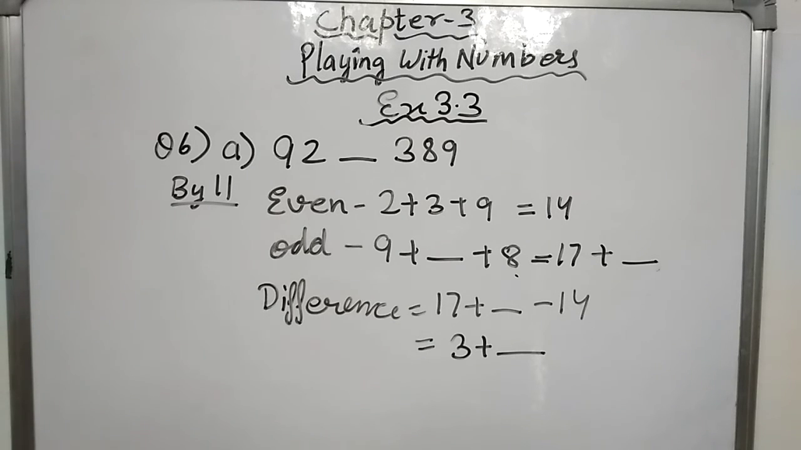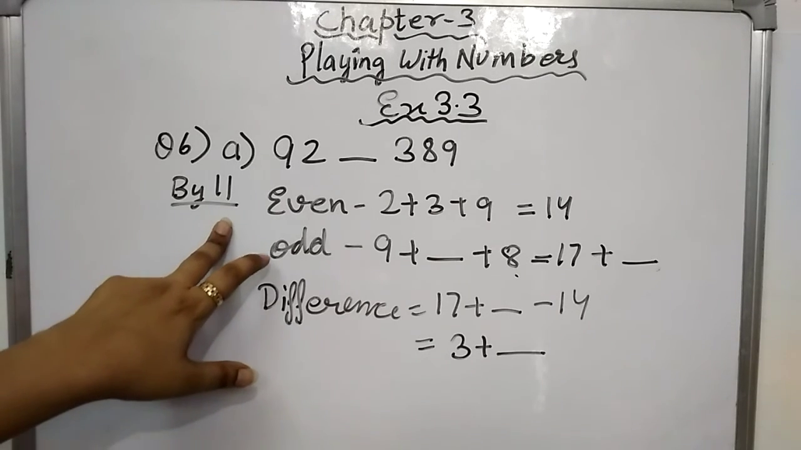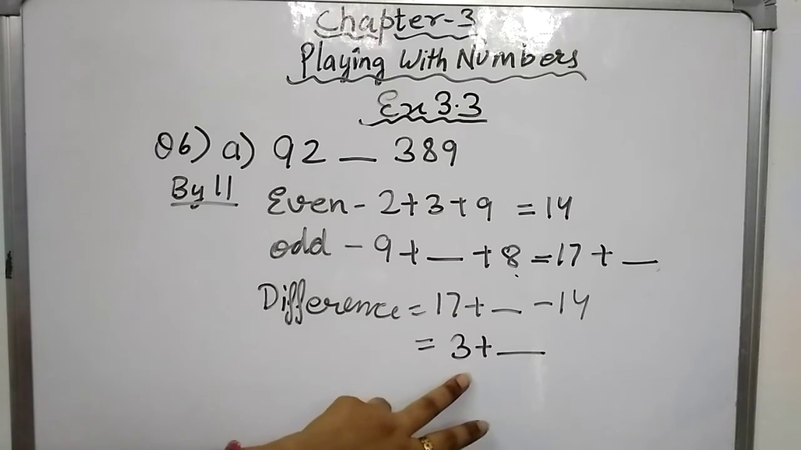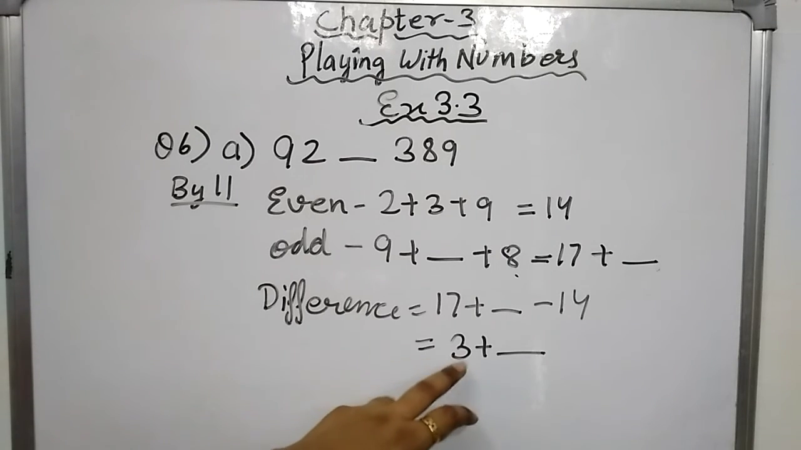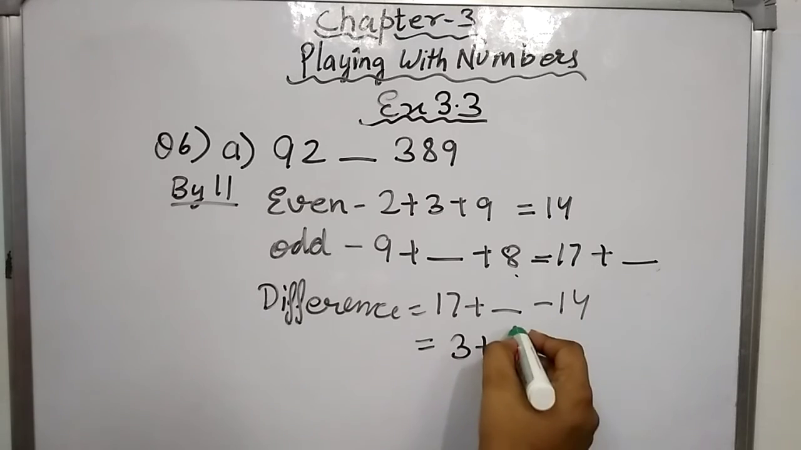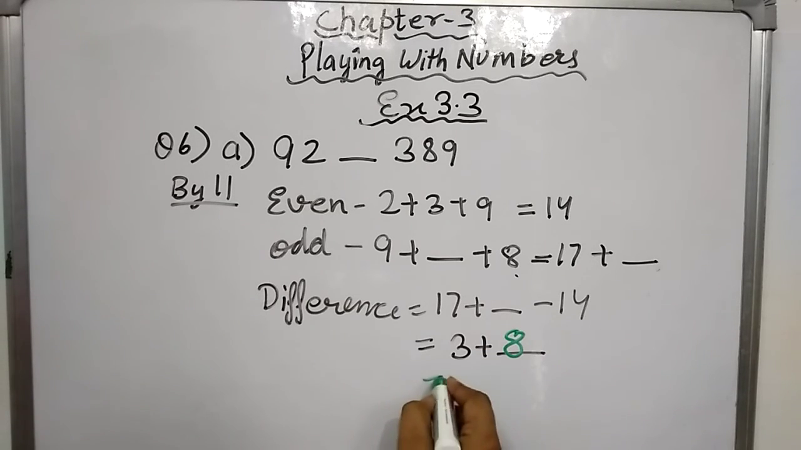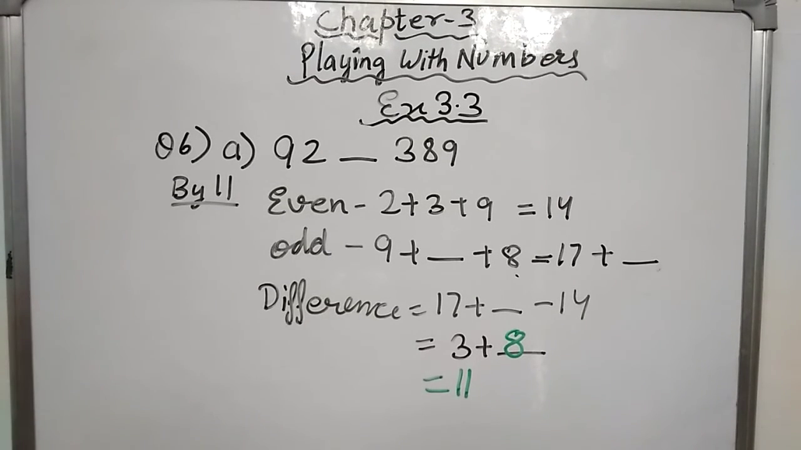Now this number needs to be divisible by 11. If it is 11, it can be divided by 11. So the minimum digit or smallest digit that is required for making this difference 11 is 8. If I write 8 here, it becomes 11, and 11 is divisible by 11. Hence, the required digit is 8.